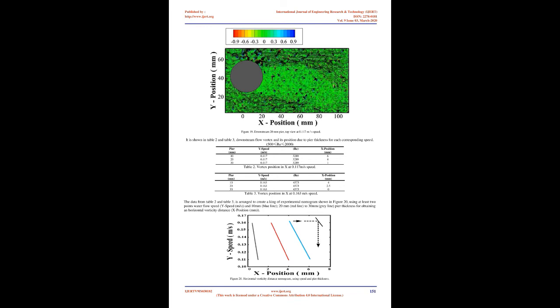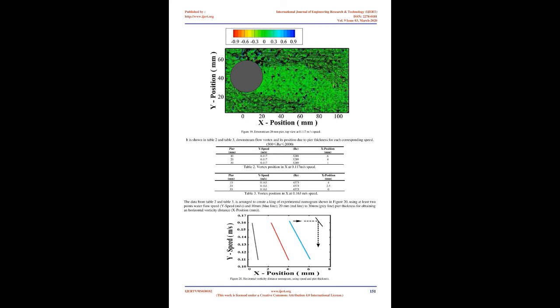Figure 19 shows a top view of the 20 mm pier, making it possible to observe the von Karman vortices at 0.117 m/s speed. Table 2 and Table 3 show the downstream flow vortex and its position due to pier thickness for each corresponding speed. 500 < Re < 2000.